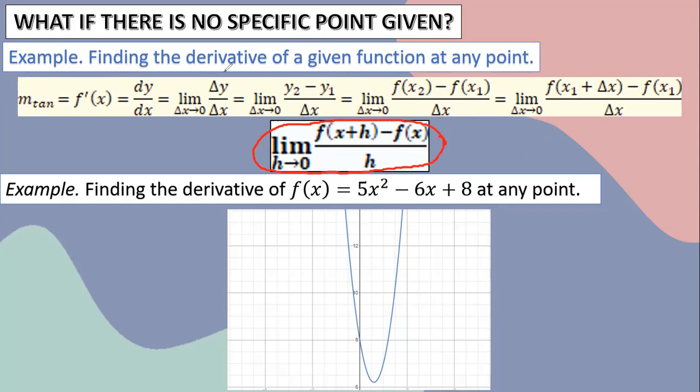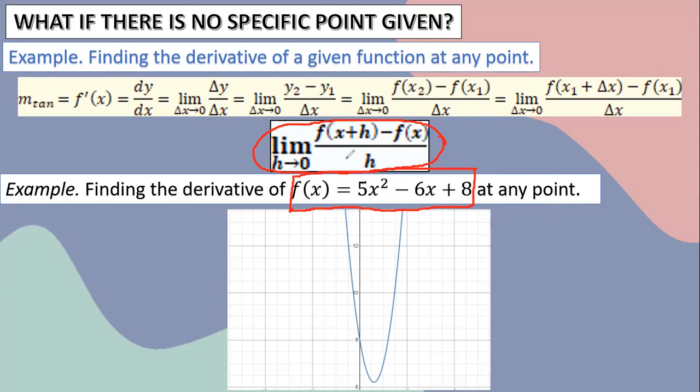Okay? So now let's have an example. Let's find the derivative of f of x is equal to 5x squared minus 6x plus 8 at any point. Okay? So dito, wala tayong given na point. Again, function lang yung given natin. So hahanapin lang natin yung formula para makuha natin yung slope at any point.